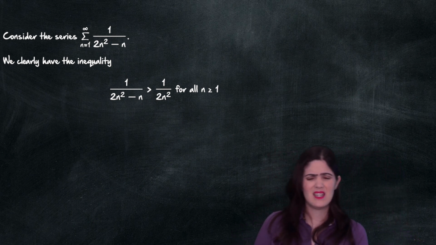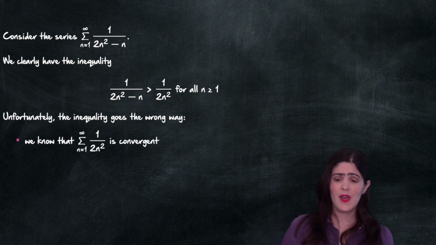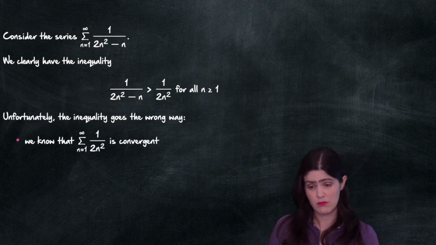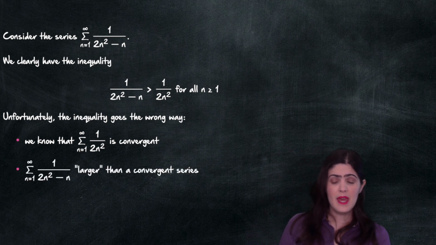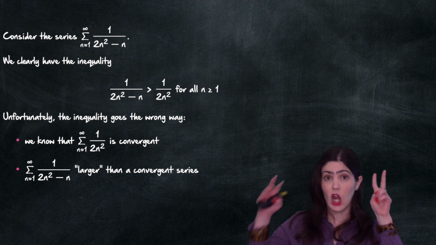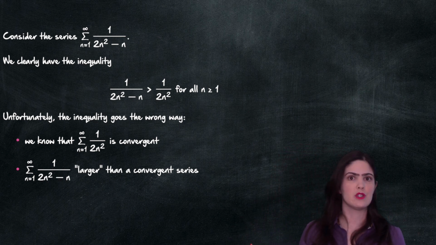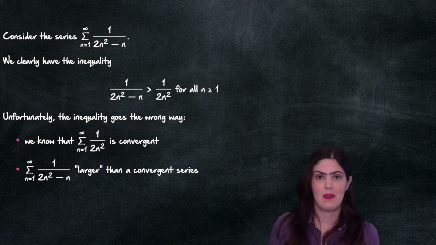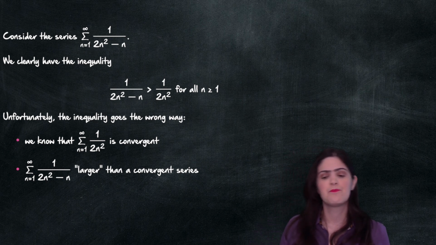The problem is that this inequality is the wrong way, because we know that the series on the right is convergent, but my candidate, the one I want to study, is larger than a convergent series. But being larger than a convergent series doesn't say anything about the convergence. I mean, infinity would be larger than any number, so it's not telling you anything useful.